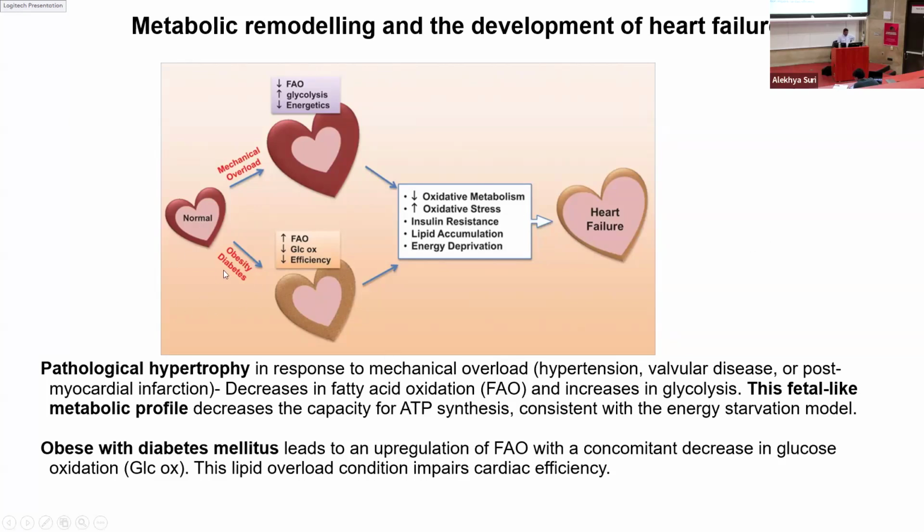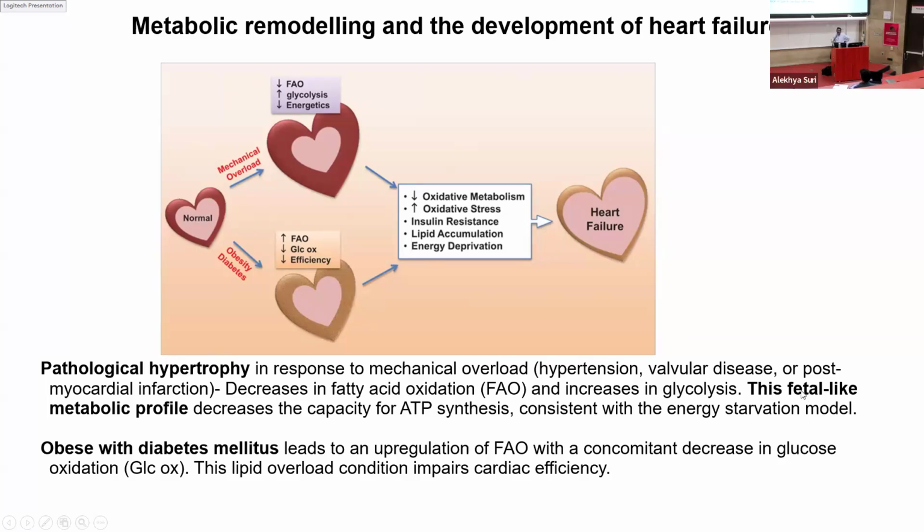In the case of obesity and diabetes, it is exactly opposite: fatty acid oxidation goes up and glycolytic oxidation, glucose oxidation, goes down. And if it is not treated properly, you will see a decrease in efficiency. And again, it undergoes oxidative metabolism, oxidative stress and insulin resistance, all those things. So, in general, in pathological conditions called pathological hypertrophy, in response to mechanical overload like hypertension, valve disease, myocardial infarction, you will see a decrease in fatty acid oxidation and an increase in glycolysis.